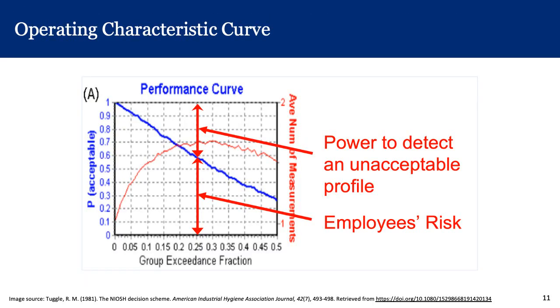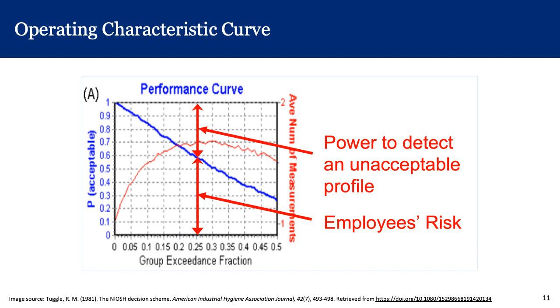This is a figure from the paper by Tuggle, and what Tuggle did was to estimate performance curves for the NIOSH 1977 exposure sampling strategy and showed that that strategy was unlikely to detect clearly unacceptable worker exposure profiles relative to a single shift time-weighted average exposure limit.